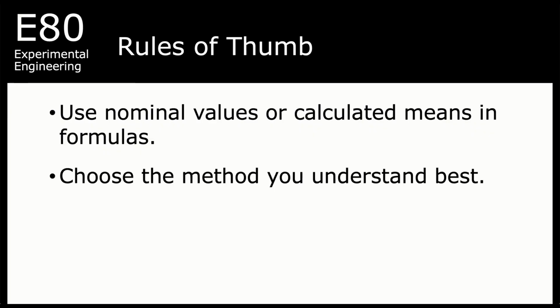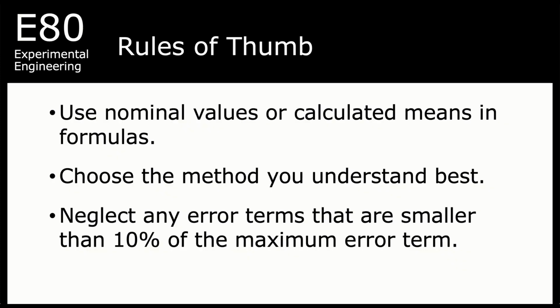Some rules of thumb are as follows. Except for the thing that you're varying to see the effect, use nominal values or calculated means in your formulas. Choose the error propagation method you understand the best. And neglect any error term that is smaller than 10% of the maximum error term.